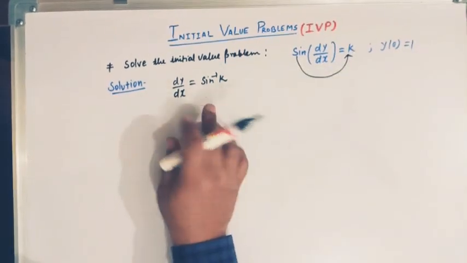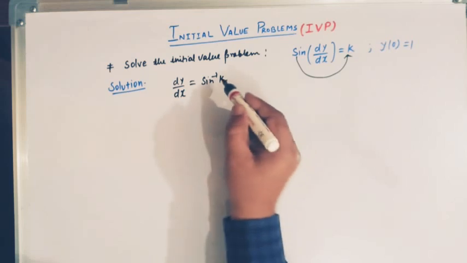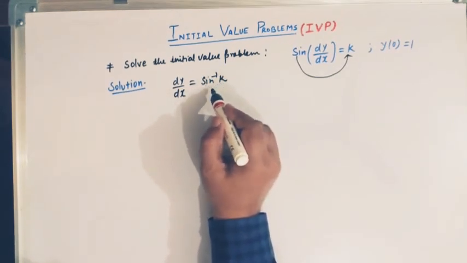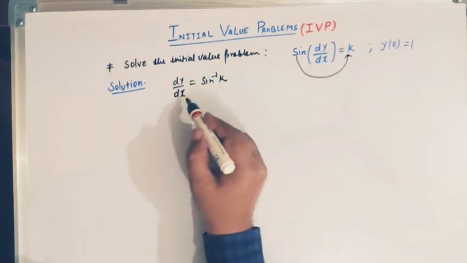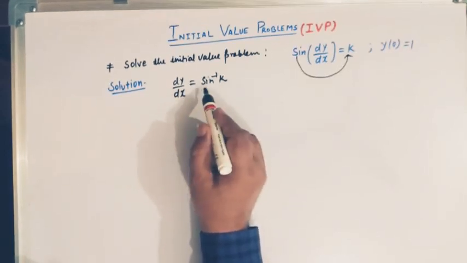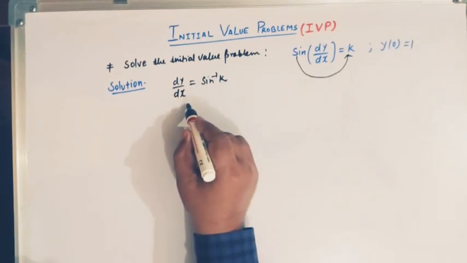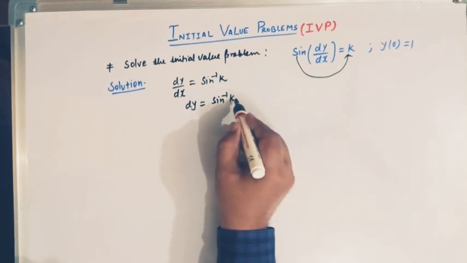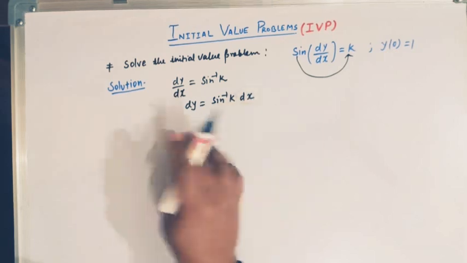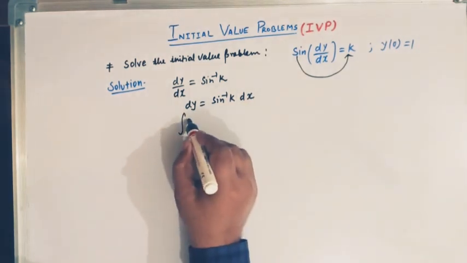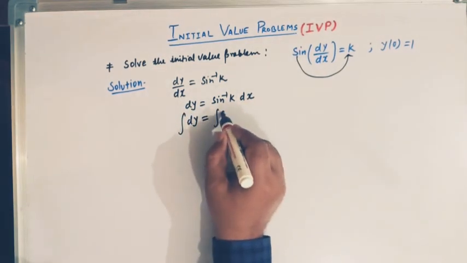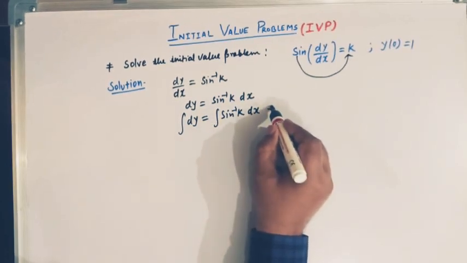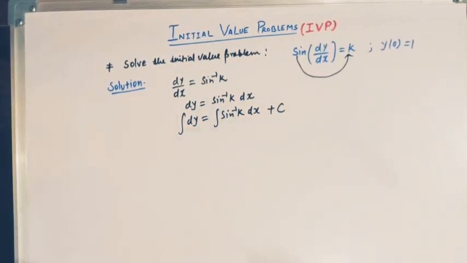Now here we see that when k is constant, then sine inverse of k is also a constant, right? And again, separating the variables, we can write dy is equal to sine inverse k dx, right? Now integrating both sides, we have this expression with c as the constant of integration, right?